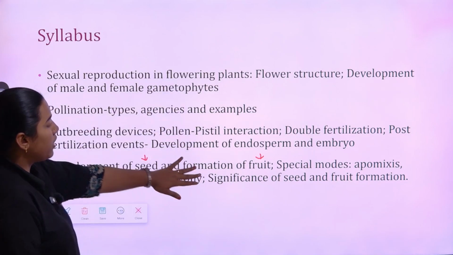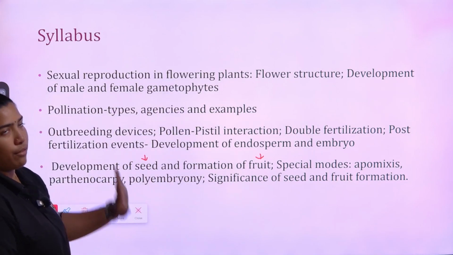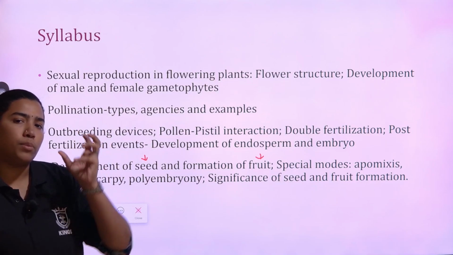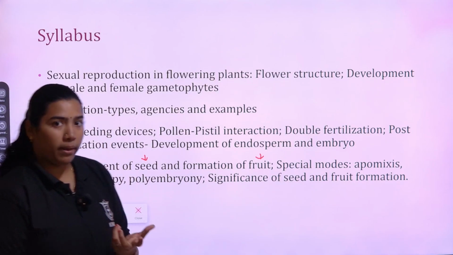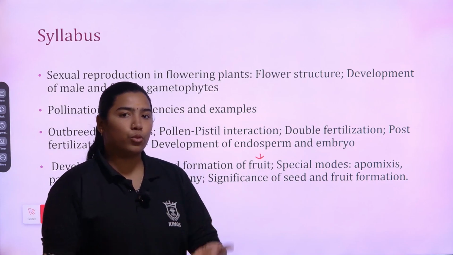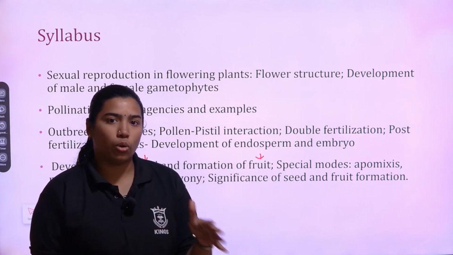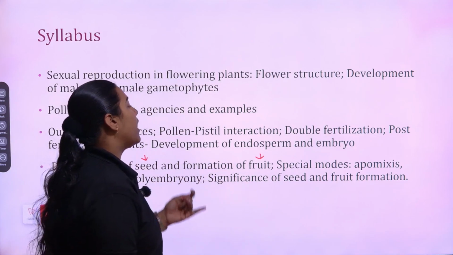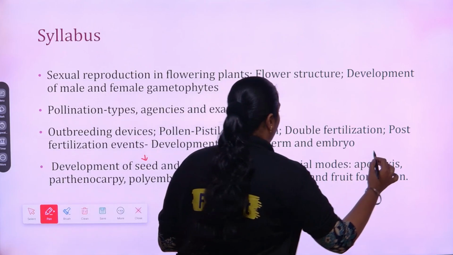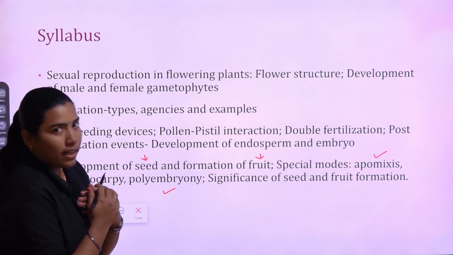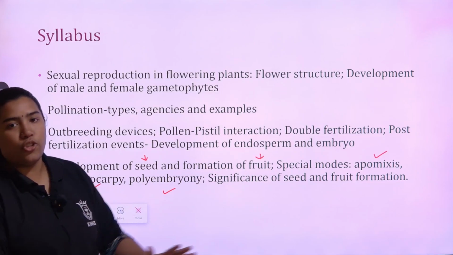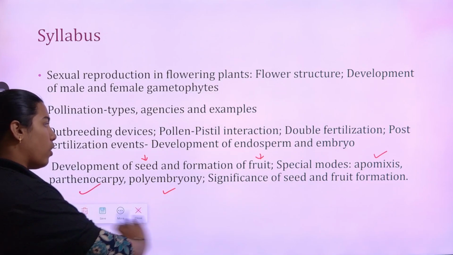This is regular fertilization and regular seed and fruit formation. There will be some special cases, which we call exceptions, where the plant doesn't adopt the normal mechanism but still forms fruits and seeds. Those unique ones come under special modes, like apomixis, parthenocarpy, and polyembryony. I'll break down all these terms and jargon for you. Don't worry.